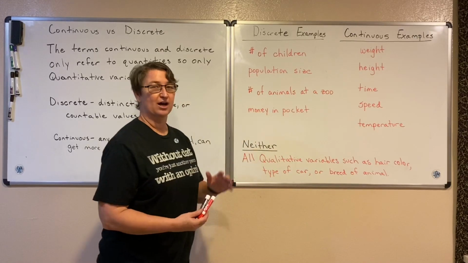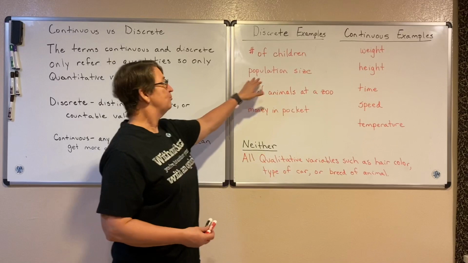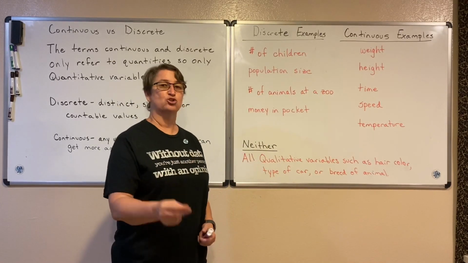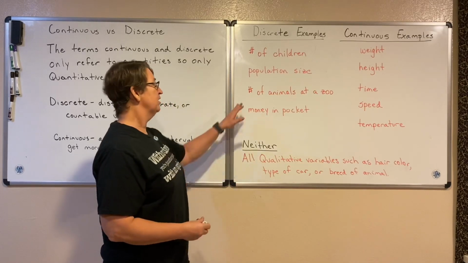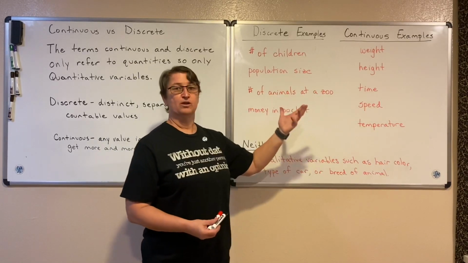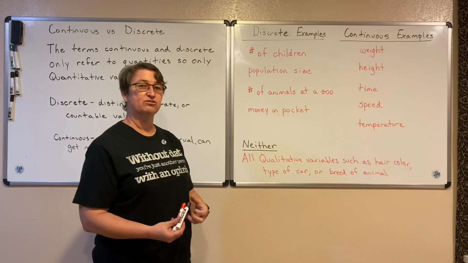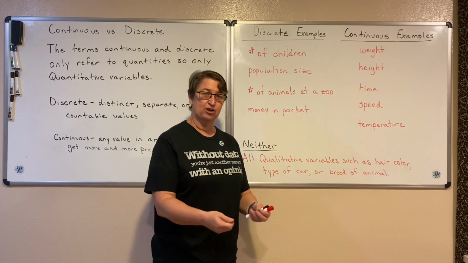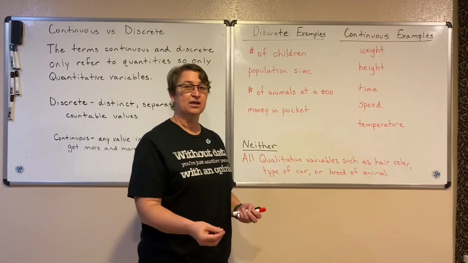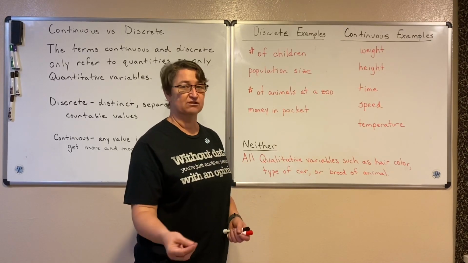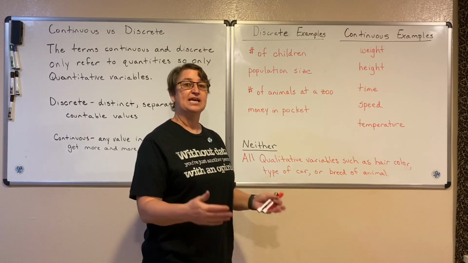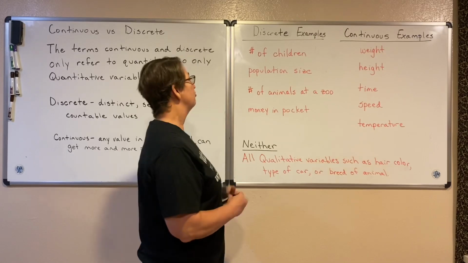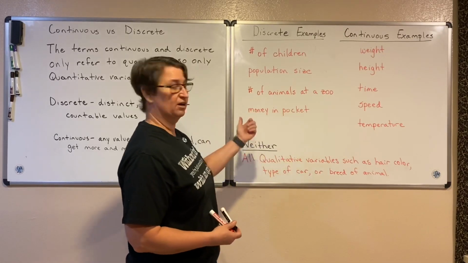So you have a countable number of children. The population size of a town is the same way. You can actually count the people there. Number of animals at the zoo, again, those are distinct numbers. Those are countable. The money in your pocket, you can take out your money, and while that may be $3.04, so that it ends up being a decimal, it is still countable. It's a distinct amount. So those are examples of discrete variables.